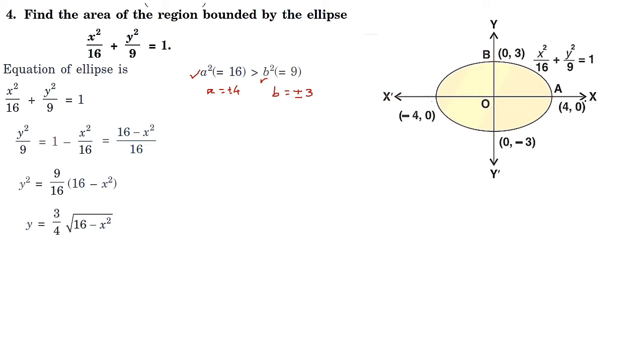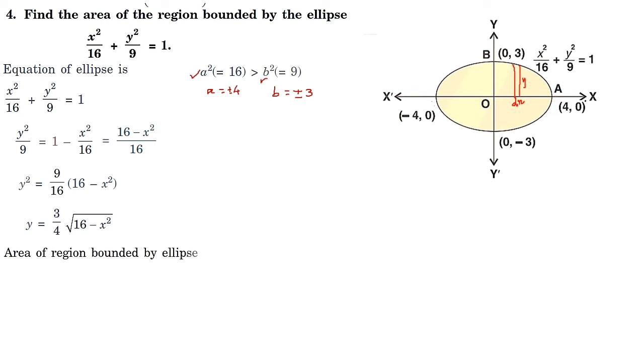And if you are considering a small strip here, this we can consider as a dx, small length dx, and another one will be the corresponding y value. So the integration formula will be coming as y dx, and the limits we should take from the x-axis. So x-axis from this portion to that portion, means 0 to 4.